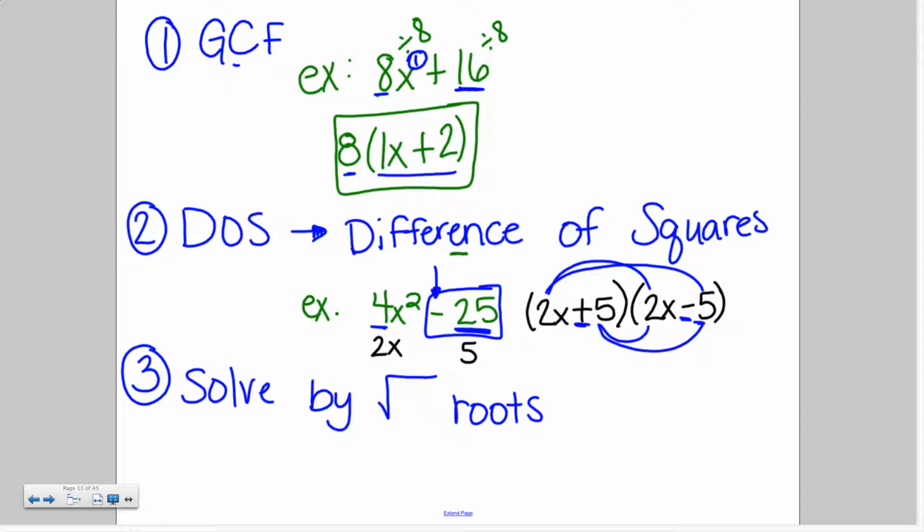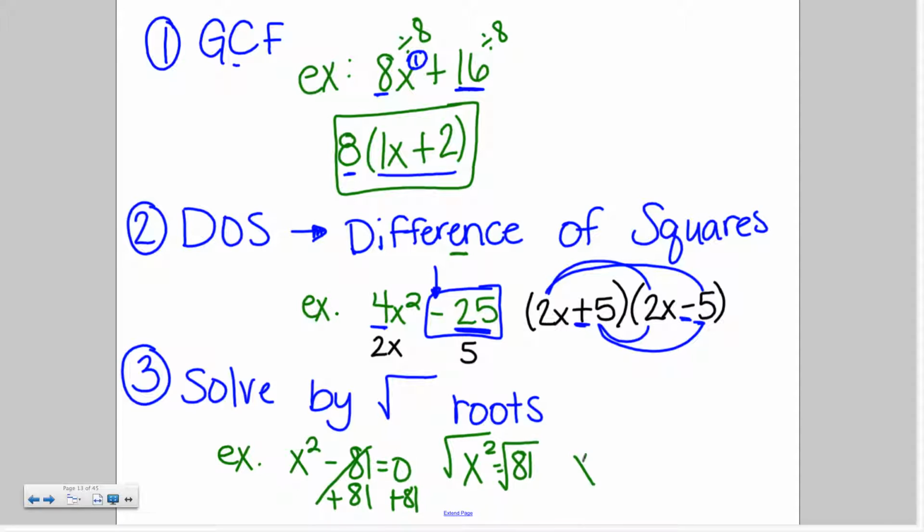So solve by square roots. On this kind, you're going to see something like x squared minus 81. If I add 81 to both sides, that's going to equal 0. If I add 81, that's going to cancel this out, and I'm left with x squared is equal to 81. Next, I will take the square root of both sides, and x is equal to 9.